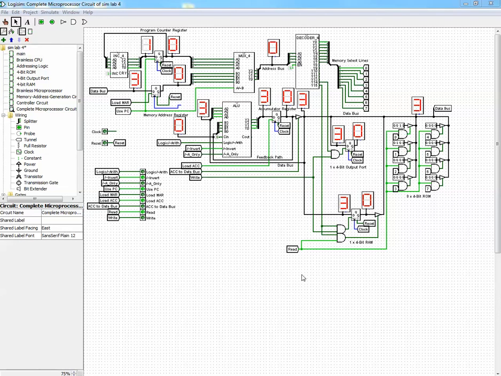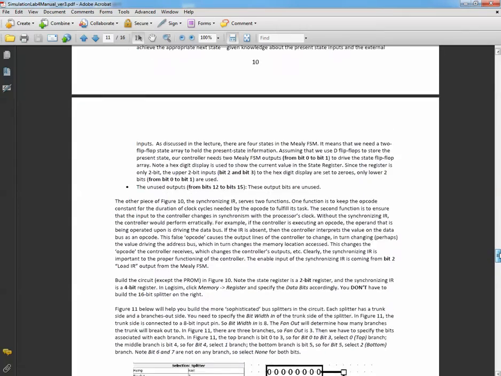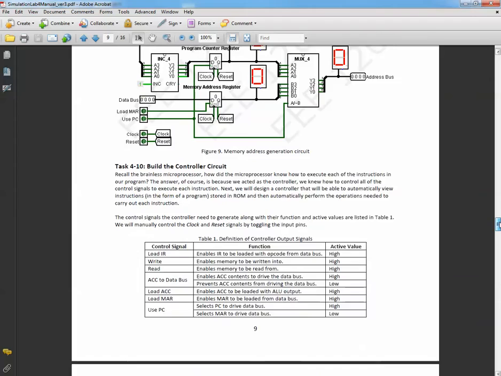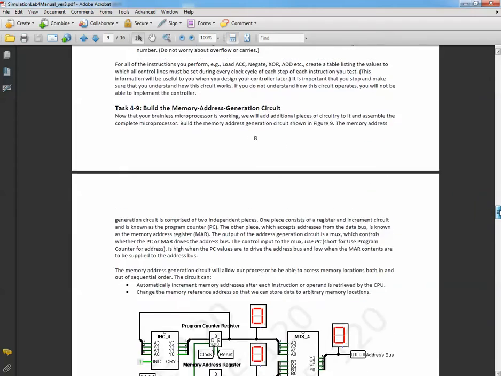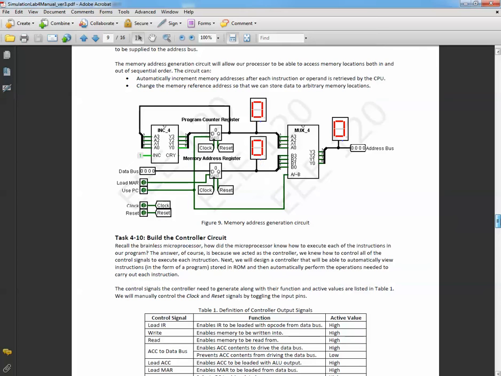Hello everyone, this is a review for SimLab 4, and I'll be assuming that you have built nearly all the tasks except the last couple of tasks. More specifically, I'll be assuming that you have built up to task 9, and from now we'll be starting with task 10.